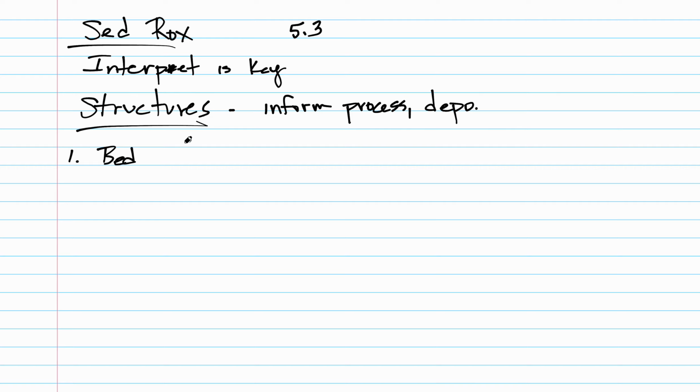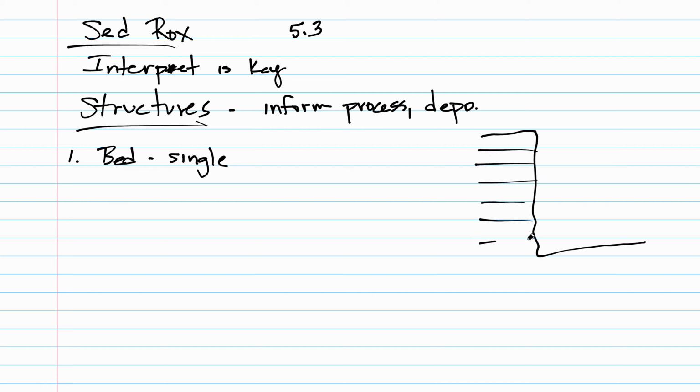The first structure that I want you to know is a bed. And this is just a single layer. In a sequence of sedimentary rocks, oftentimes there's many beds because there's many layers stacked on top of one another. If we have a cliff face like in the Grand Canyon, we could just see stripe after stripe after stripe going down. A single one of these layers is called a bed.